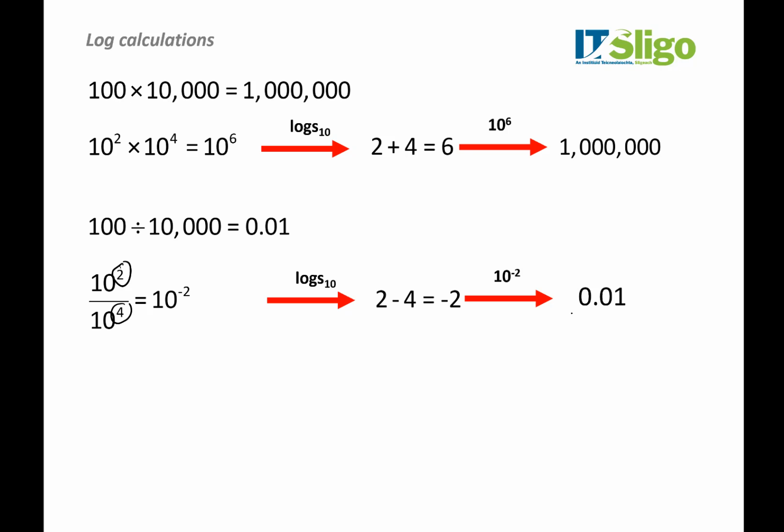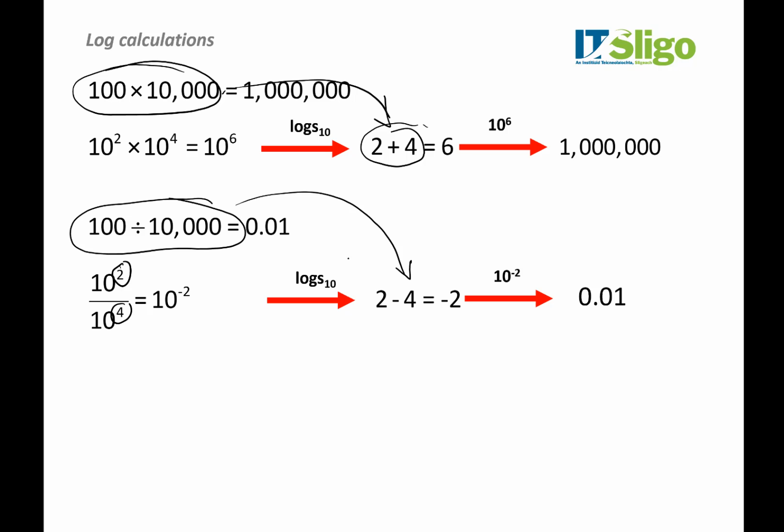So this is just giving us a simple example, guys. There's rule 1. If we're multiplying two values, we simply add their logs. If we're dividing two values, we simply subtract their logs.